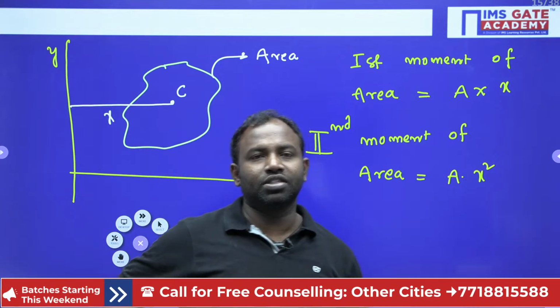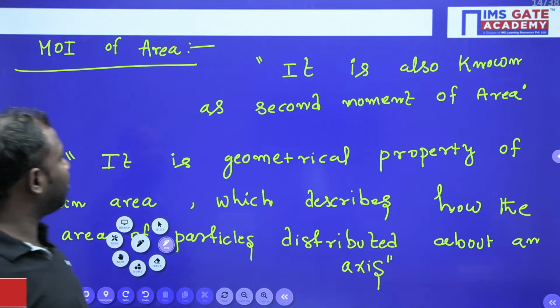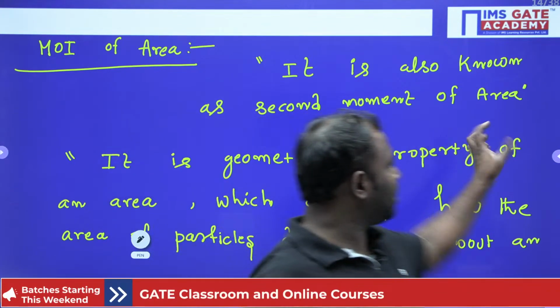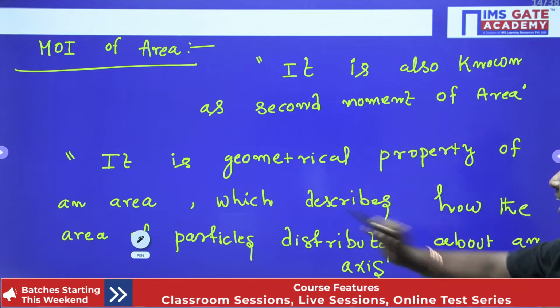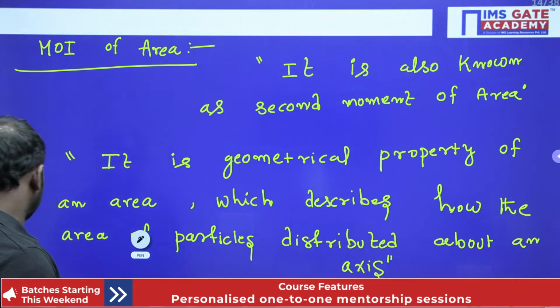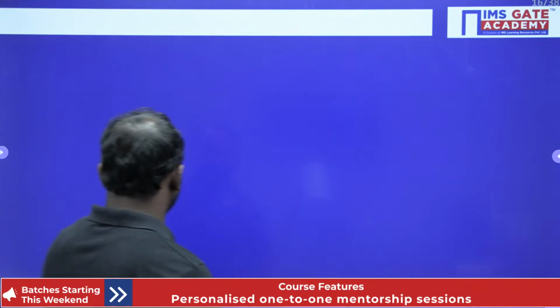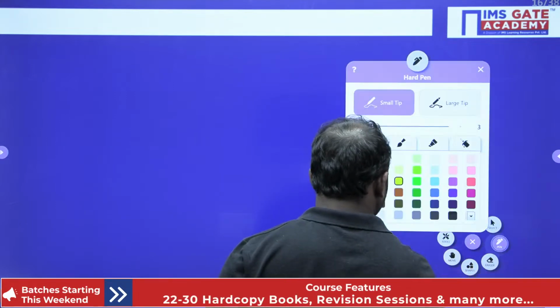Right, now this is second moment of area. Here I gave you a definition; it is also known as the second moment of area. It is a geometrical property of an area which describes how the area or particles are distributed about an axis. Okay, right, now let us see that, and I am considering a certain area.